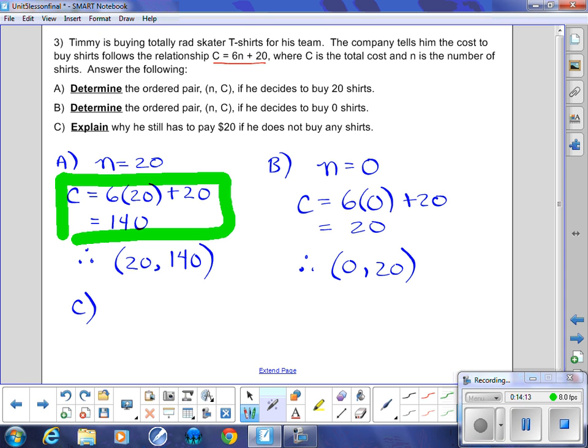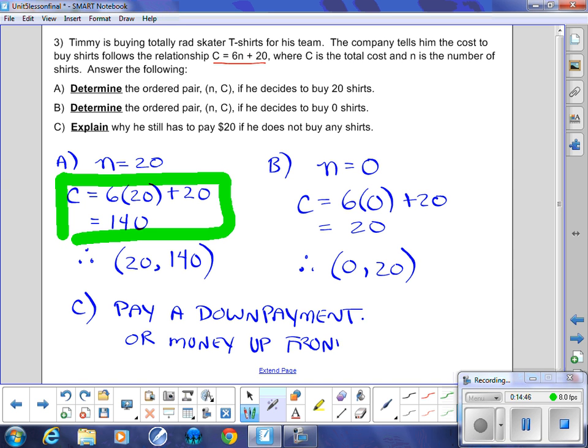C part. Why does he have to pay 20 bucks if he's not buying any shirts? If you ever go in and buy shirts for a team or you're buying something as a group, sometimes you have to pay a down payment. The company wants a down payment saying, you need to put this much down if you want to buy this group of shirts. Or if you want to buy this car, I need a down payment. So that's money up front, to make sure you're going to follow through. Anytime you have to pay money before getting a product, it's called a down payment.